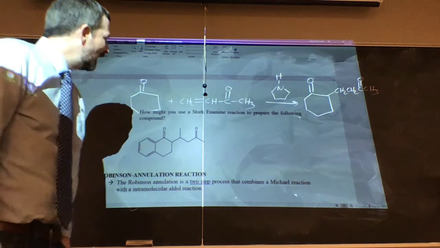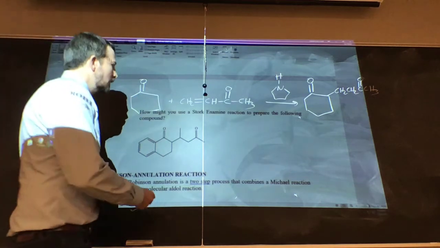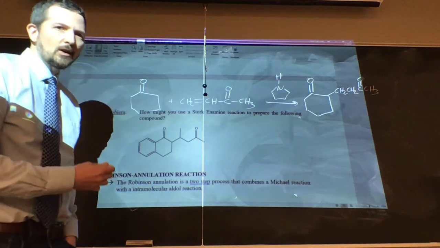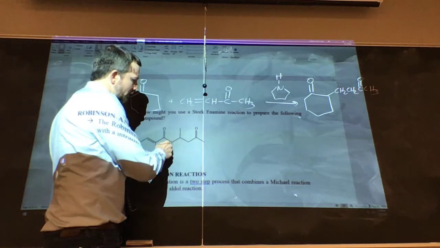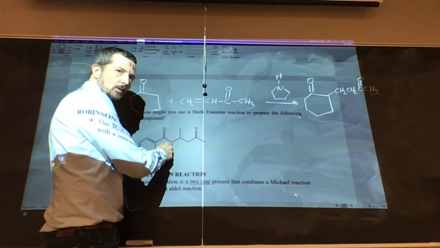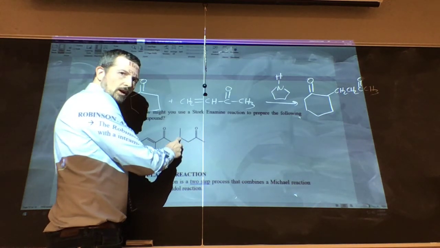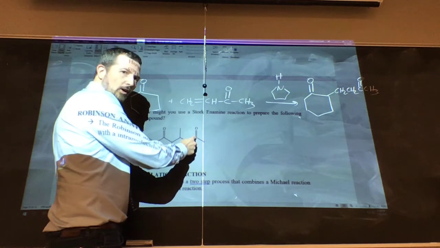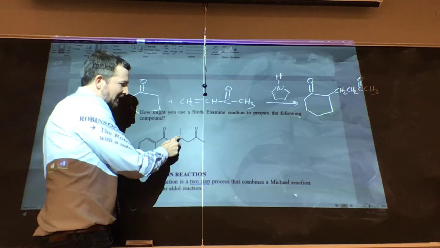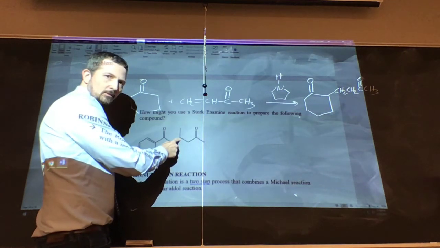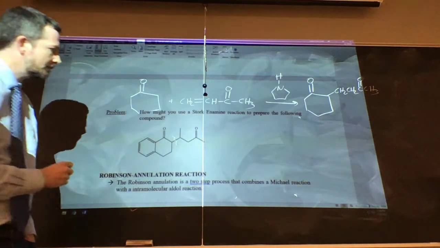This one says, how might you use a Stork enamine reaction to prepare the following compound? I'm going to look and see where I can take this apart. If I look at this part, there is an alpha position to this carbonyl, here's a beta, and here's that second carbonyl, alpha, beta. So here's the adjacent position to this carbonyl, attached to this beta carbon of my second carbonyl. That's the part where I'm going to take it apart.